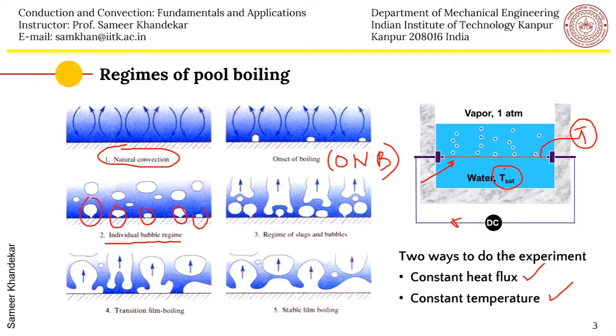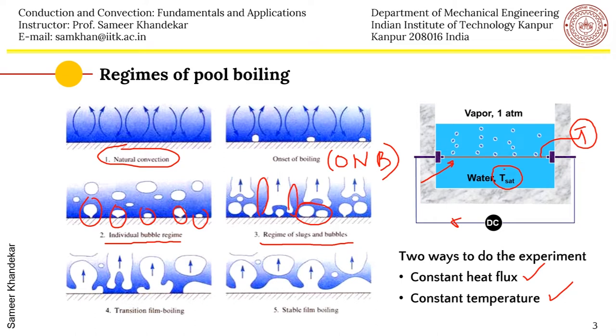Now as you increase the heat flux further, as we have seen in some of the videos in the last lecture also, you will see multiple bubbles getting generated side by side. Many more nucleation sites will become active, and what you call the regimes of slugs and bubbles will start, because some of the bubbles will start merging with each other, and you may get long slugs of bubbles also formed, and you will have regimes of slugs and bubbles.